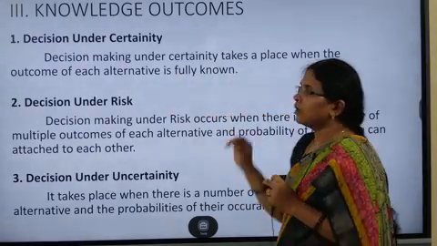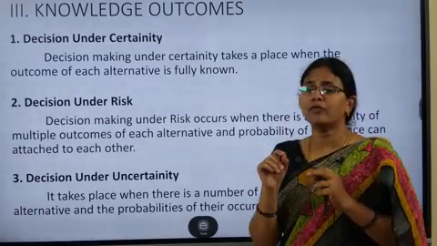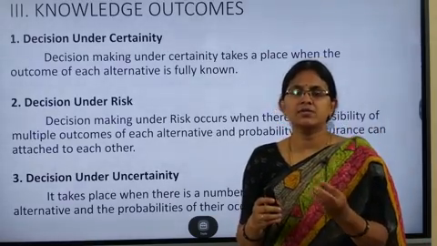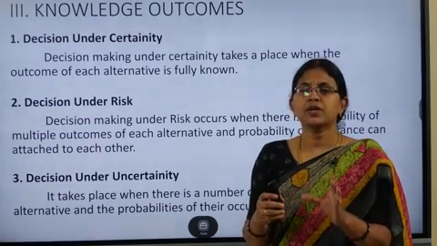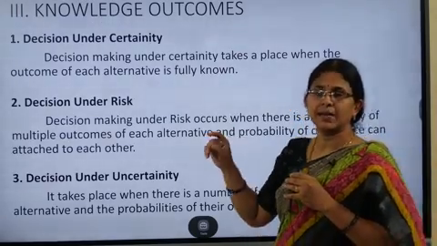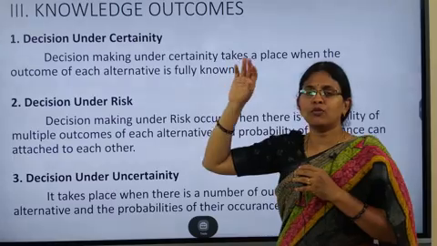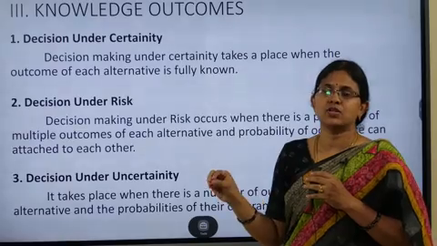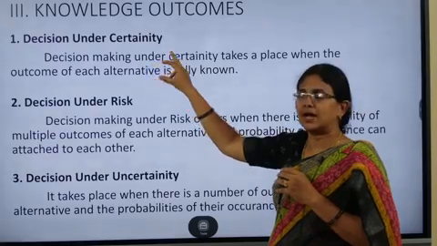Here these decisions are taken when the outcome of each alternative is fully known. It means out of many alternatives, I have to choose one alternative, and I am expecting that outcome only. If that outcome is well known, such a decision is called a decision under certainty. If you are in full awareness and follow a fully known procedure while taking the decision, and the outcome is also already known, such a category is known as decision under certainty.